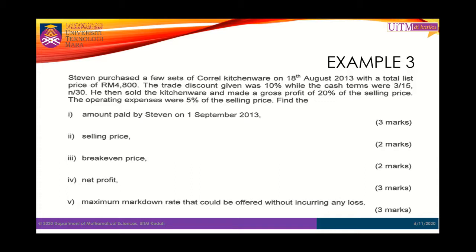Then find the selling price, the break-even price, the net profit, and lastly the maximum markdown rate without incurring any loss. First of all, as I mentioned earlier, this is similar to the previous question whereby you are given the list price and a trade discount. But in this case, instead of just giving you the trade discount, they give you the cash terms. So let's see how we can solve this problem.